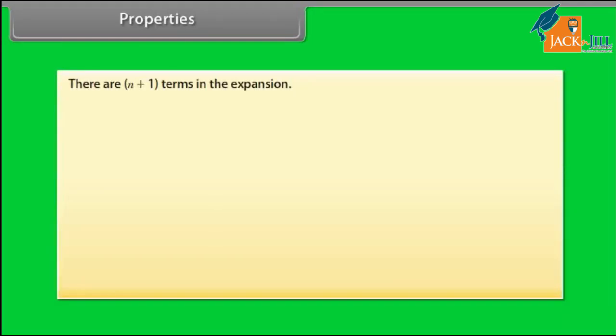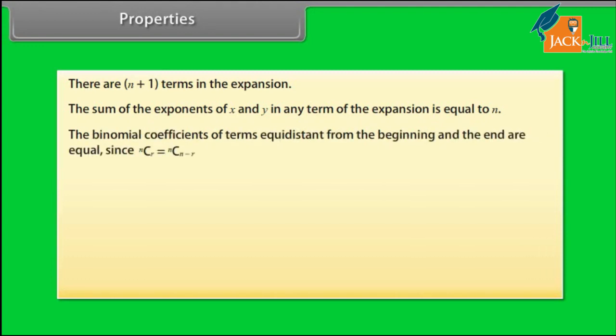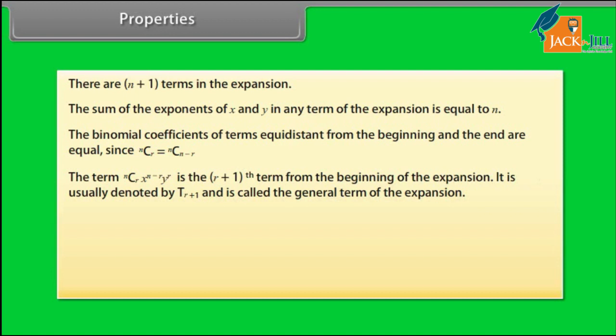Properties. There are n + 1 terms in the expansion. The sum of the exponents of x and y in any term of the expansion is equal to n. The binomial coefficients of terms equidistant from the beginning and the end are equal, since nCr is equal to nC(n − r). The term nCr x^(n − r) y^r is the (r + 1)th term from the beginning of the expansion.